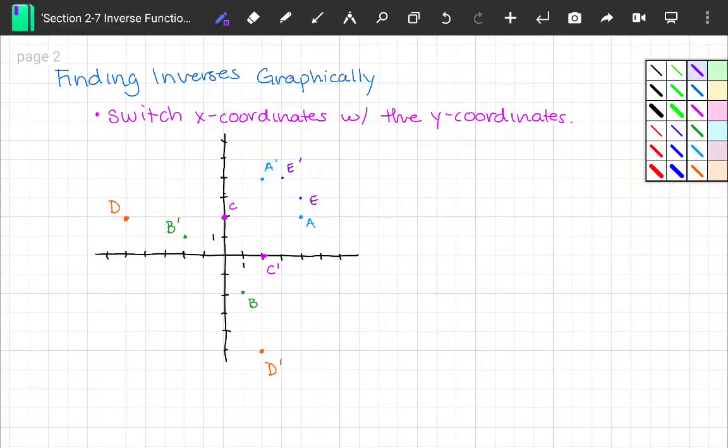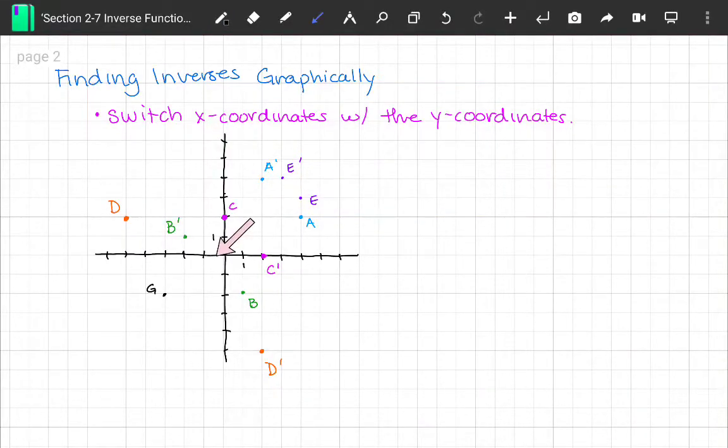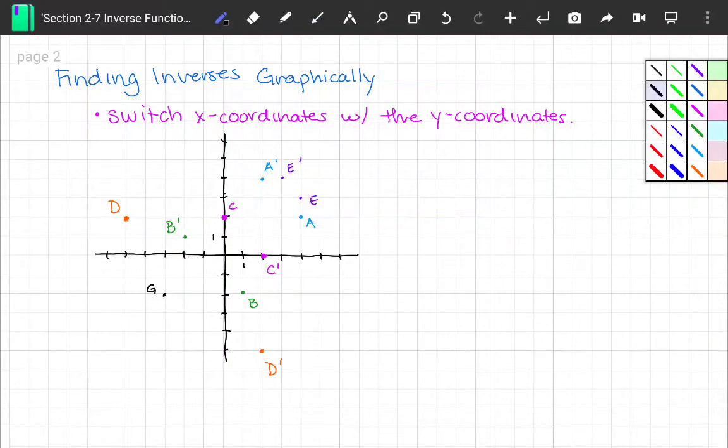And for my last one, let's go ahead and do this point, which is going to be G. And G is at negative 3, negative 2. So G prime is at negative 2, negative 3. Hopefully you see some symmetry in this picture. And there's beautiful symmetry to this picture.